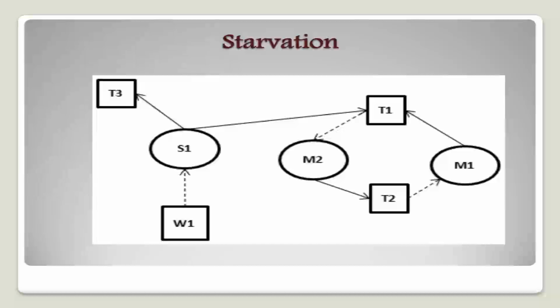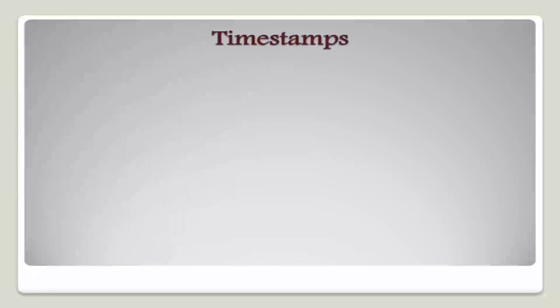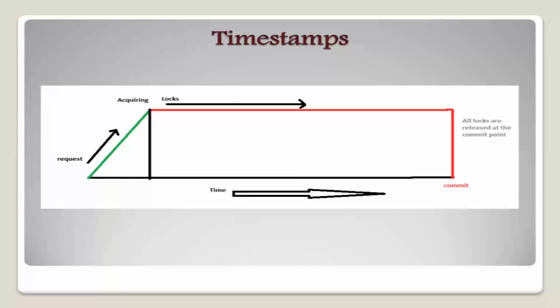Now moving to the last subtopic of this topic, that is timestamps. Timestamp concurrency control protocol uses the timestamps to order the execution of transactions for an equivalent serial schedule to guarantee serializability. A timestamp is a unique identifier created by the DBMS to identify the transaction. The timestamp values are assigned in the order in which the transactions are submitted to the system.